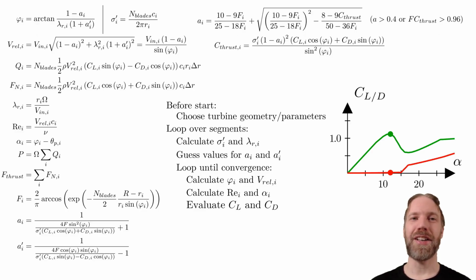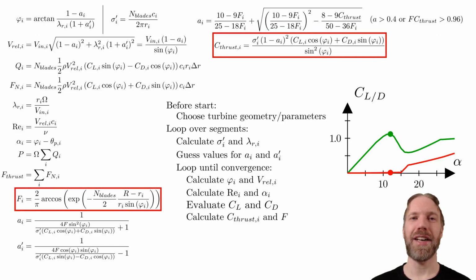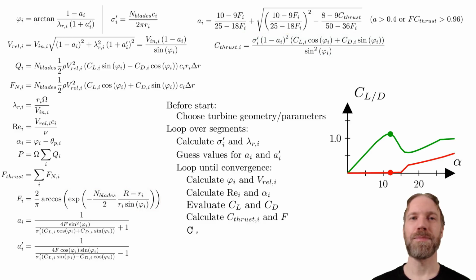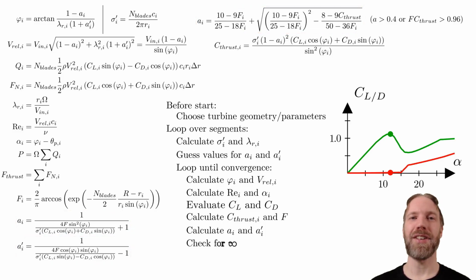Now we want to evaluate the thrust coefficient and the correction factor F. This will allow us to determine which model for the actual induction factor we should use. For the angular induction factor, we use the same model in all cases. Now we check for convergence. This is done by comparing the values for the induction factors we had in the beginning of the loop and our newly calculated values. If our calculated factors are the same as the initial values, we have convergence. Otherwise, continue the loop.